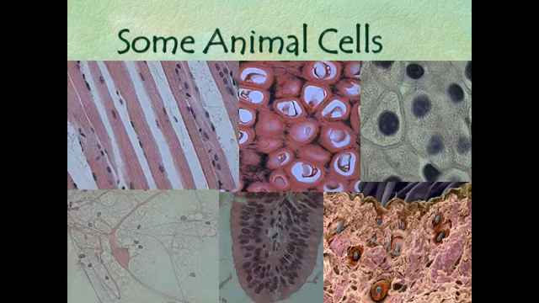So when we look at these diagrams of cells, and you'll be seeing lots of diagrams, and you've already seen some of a quote-unquote typical animal cell, please keep in mind that there is no one type of generic animal cell.